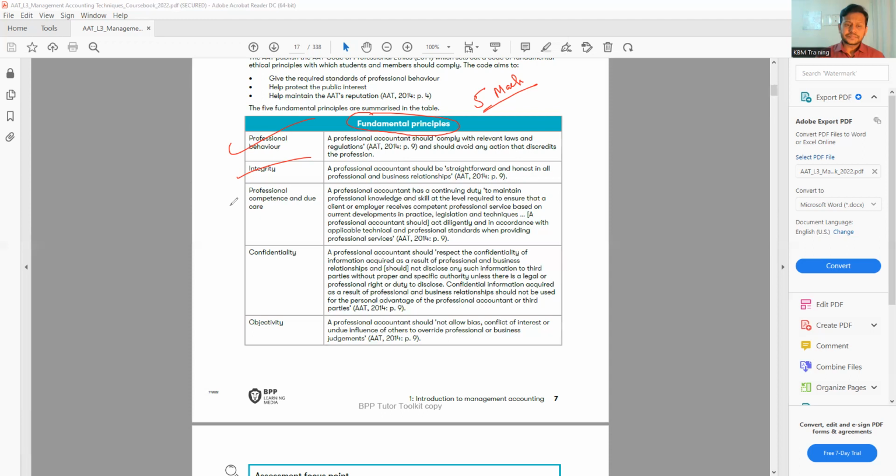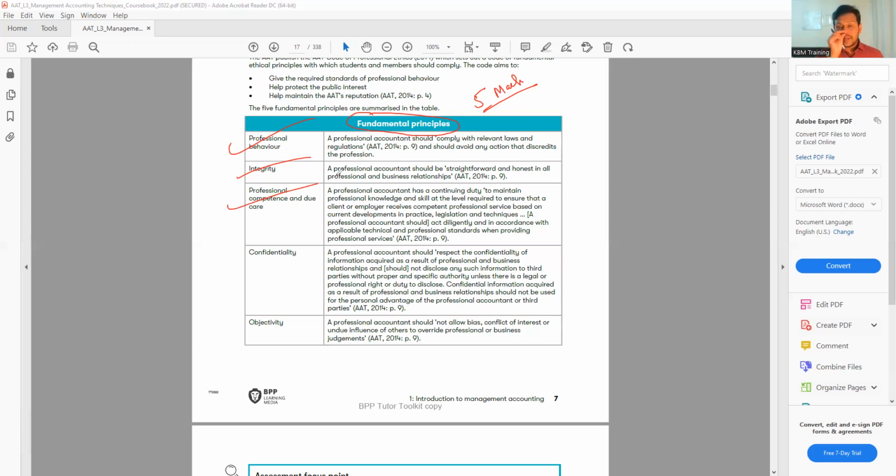And then you have professional competence and due care. Professional competence and due care is all about: do I have enough experience? Do I have enough expertise? Do I have enough resources? Do I have enough capability or capacity to carry on the work? Can I provide the best services to my client? If the answer is yes, only then will I accept the client. If the answer is no, I never accept the client.